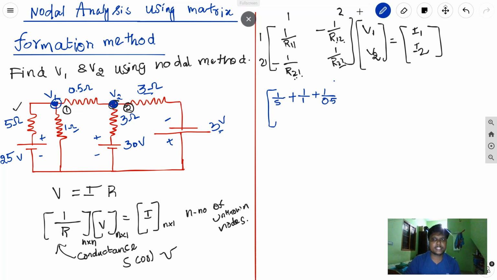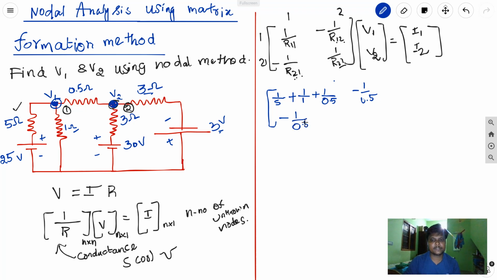Then we need to know what is 1 by R12. I told already R12 is nothing but the resistor which is connected between node 1 and node 2. You just look here, between node 1 and node 2 we have a 0.5 ohm. So that is actually R12, right? And again it is off diagonal, so I have to keep minus 1 by 0.5, right? Then that is the same for R21 also, same minus 1 by 0.5.